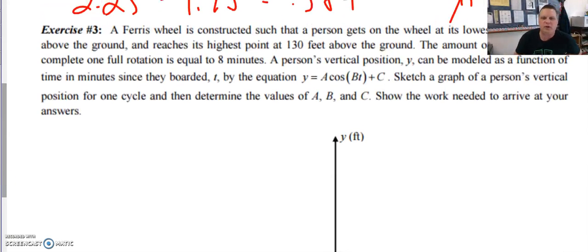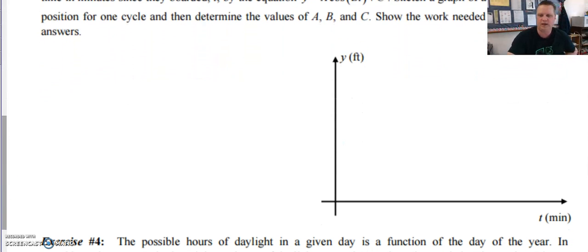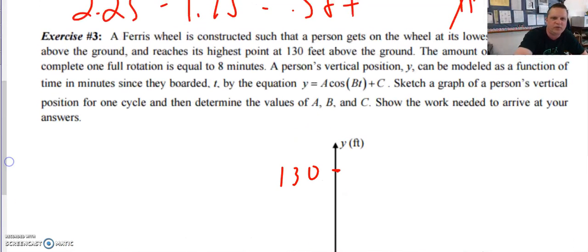Now we have a Ferris wheel. Person gets on the ground at the lowest point, which is 5 feet above the ground. The highest point is 130 feet above the ground. Another cosine. So we'll definitely do some sines in class. So this is 5 feet. This is 130 feet. I just know that because he gets on. It's 5 feet, and the highest point is 130.